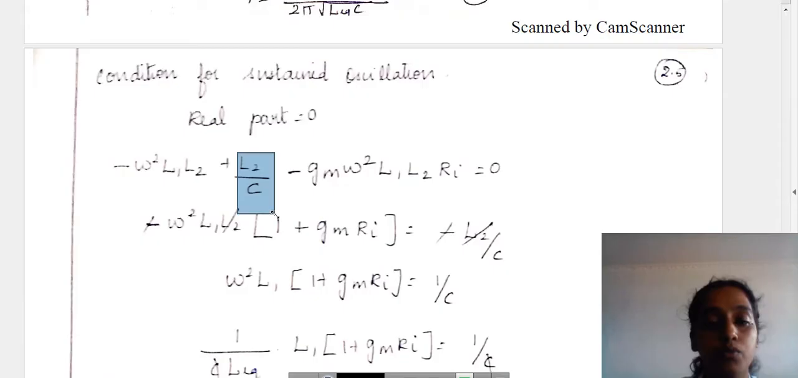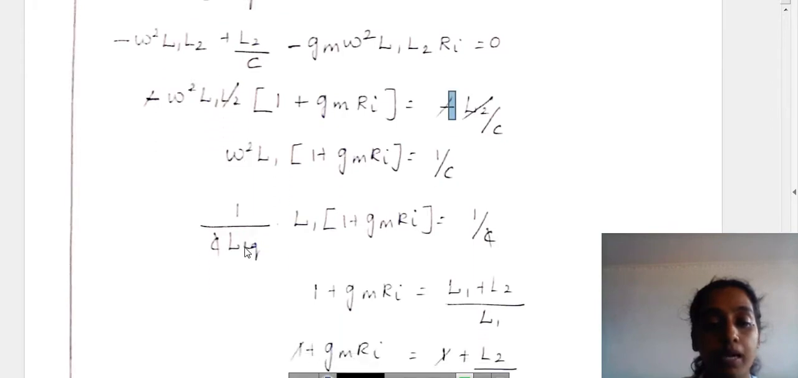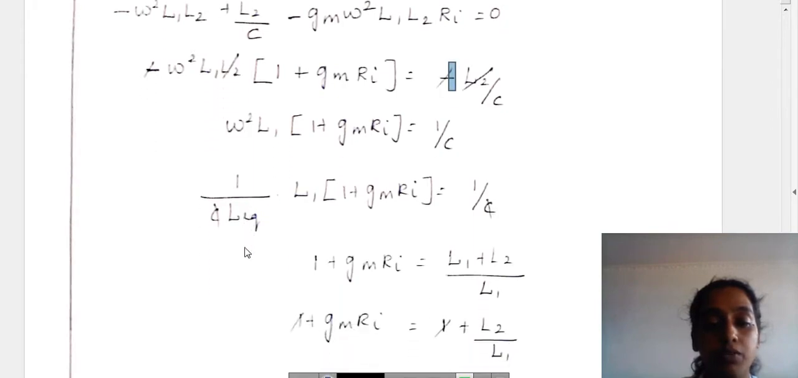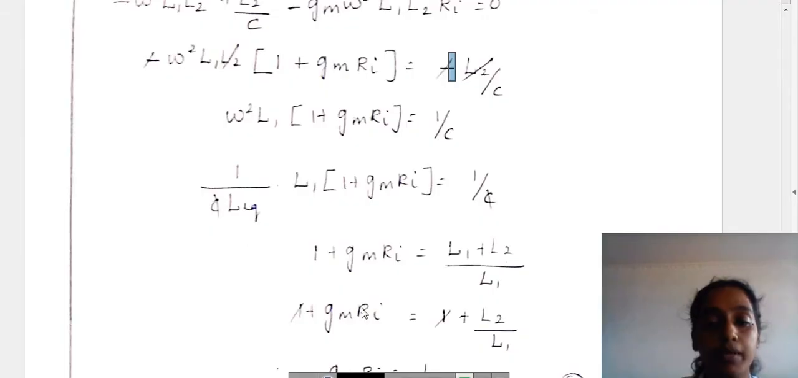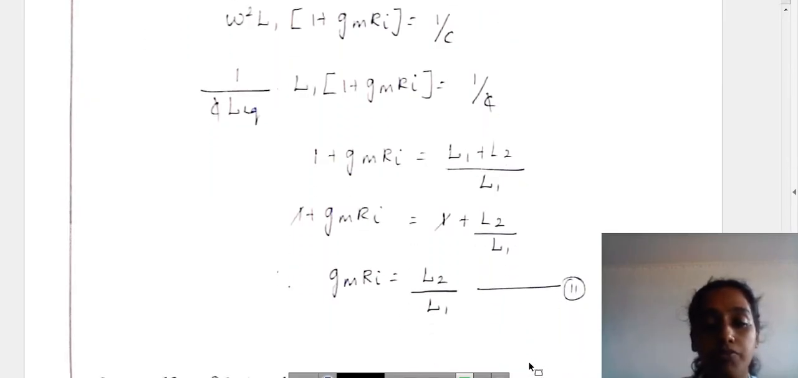L2 by C, move it to the right hand side. The negative signs get cancelled. Take omega square L1 L2 common. Cancelling L2, we get 1 plus Gm into Ri is equal to L1 plus L2 by L1. So L1 by L1 is 1 plus L2 by L1. So this is the condition for sustained oscillation.